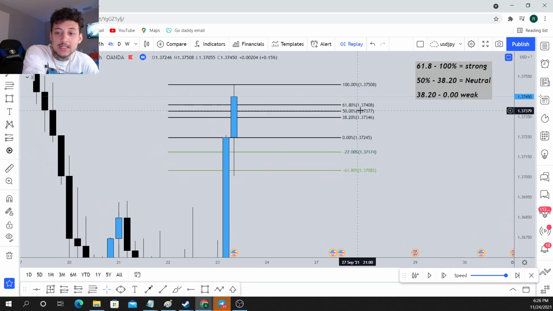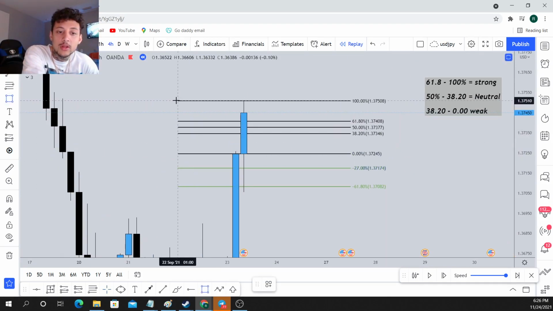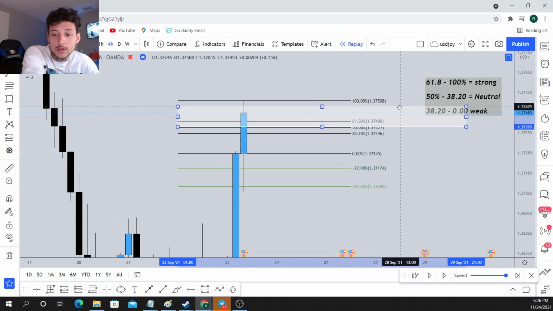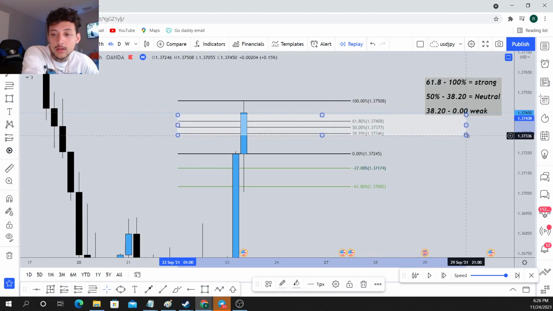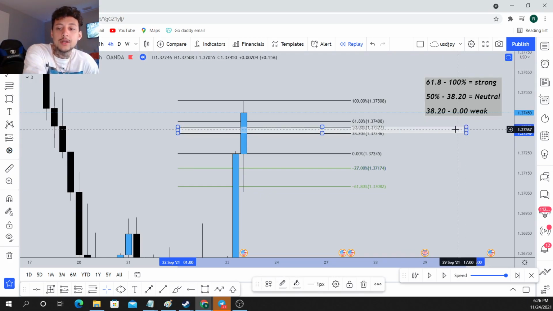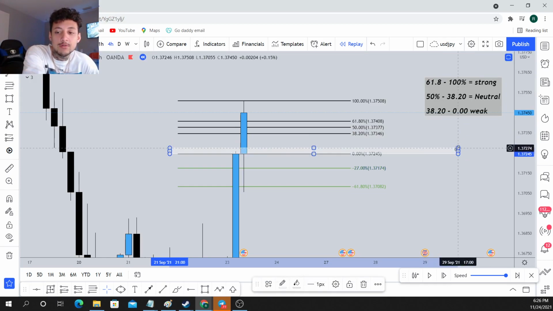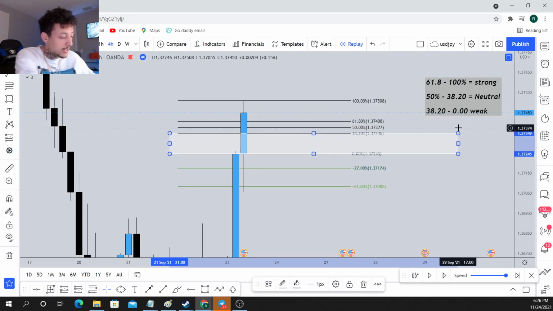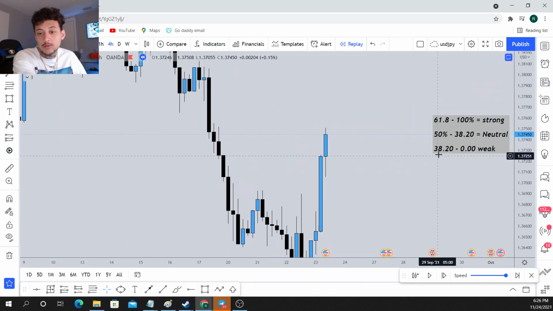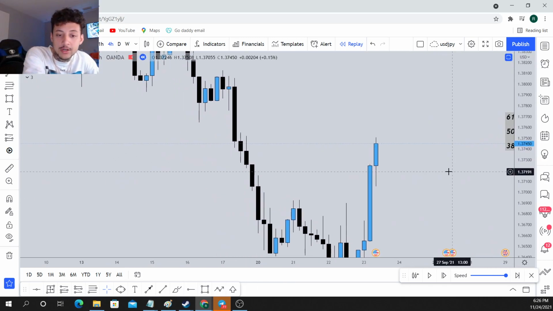But in a situation like this, let's section this off. If the candlestick closes anywhere between the 618 and the 100%, it's going to be considered a very strong candle. If it closes in between the 50% and the 38.20, it's going to be considered a pretty neutral candlestick. And if it closes in between the 0 and the 38.20, it's going to be considered a very weak candlestick, right? So let's continue to take a look at some of these examples here.